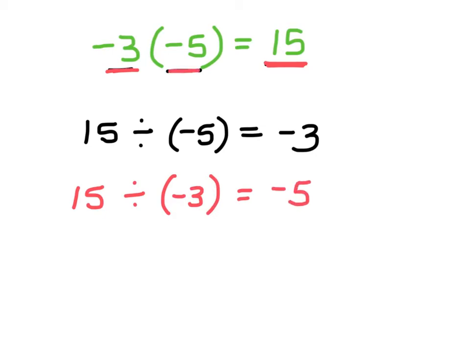So I want you to take a look at these two problems I just wrote. They're two division problems. 15 divided by negative 5, so a positive and a negative gives me a negative. And a positive and a negative gives me a negative when I divide. So now do you think you've got the rules figured out?